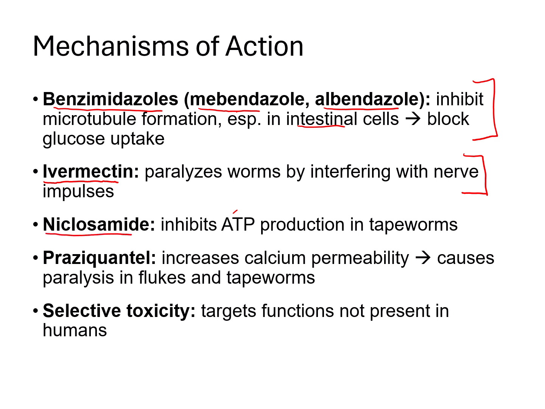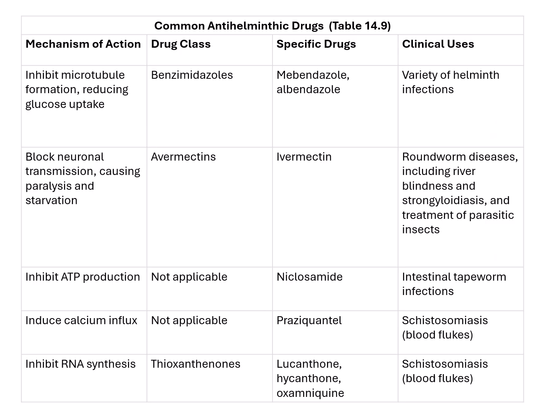Niclosamide blocks ATP production in tapeworms specifically. Praziquantel increases membrane calcium permeability, and that will lead to muscle spasms and paralysis in the worm. And all of these drugs selectively target functions that are absent in human cells, so they're selectively toxic. Here's that equivalent table for antihelminthic drugs.